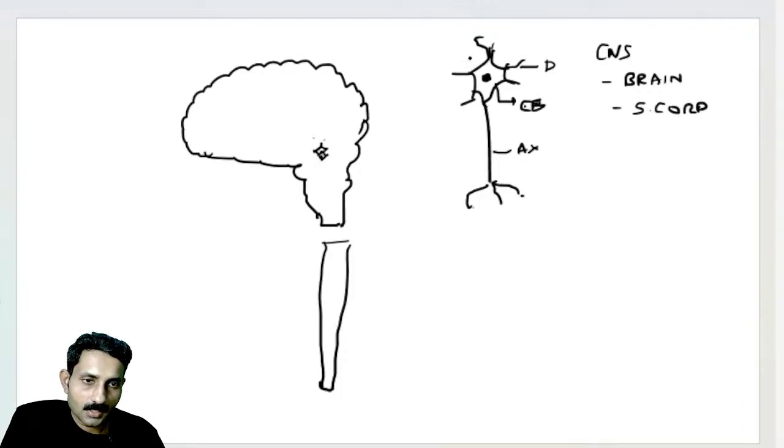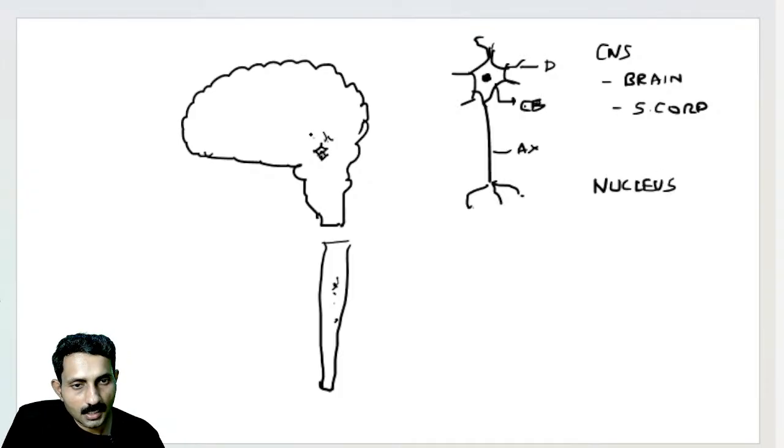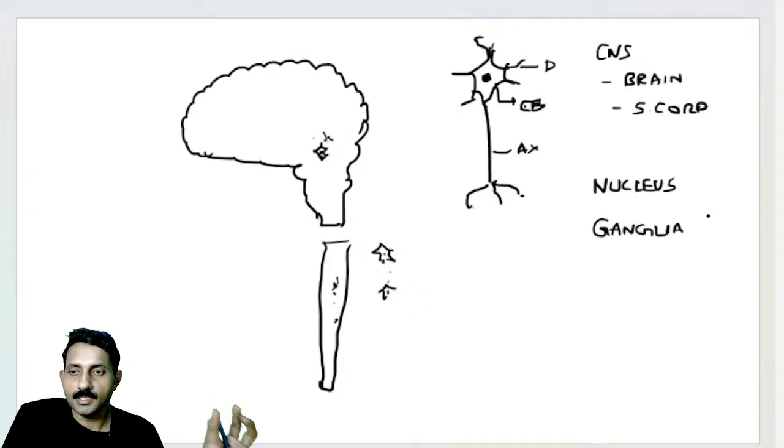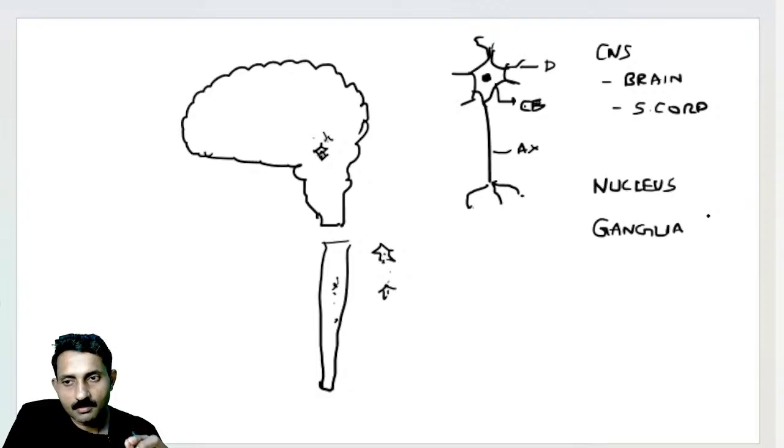If we have a collection of cell bodies, I'm not talking about the axon or the dendrites, only the cell body, here or here, it is called a nucleus. This is not the cell nucleus. This is the neuroanatomical term called nucleus. If we have a cell body collection outside the CNS, for example, sympathetic ganglia, parasympathetic ganglia, it is called ganglia. Within the central nervous system, it is given the term nucleus.